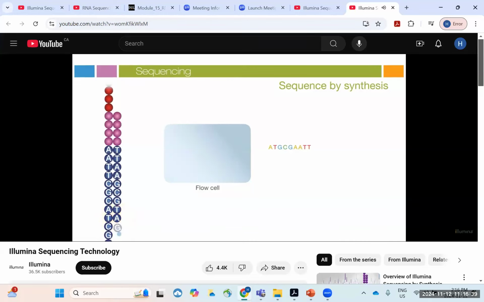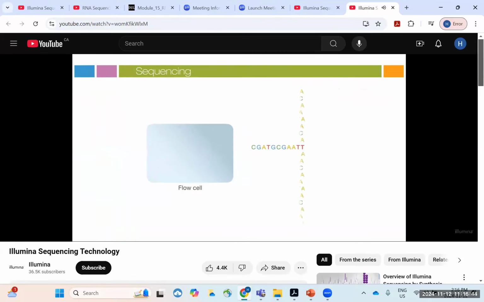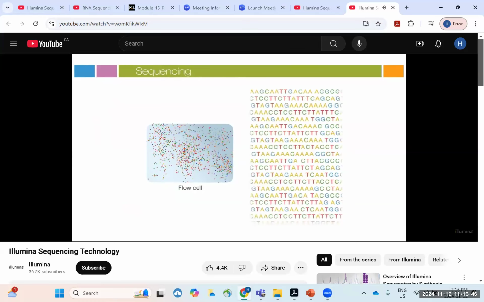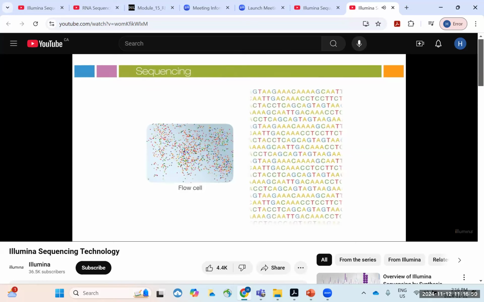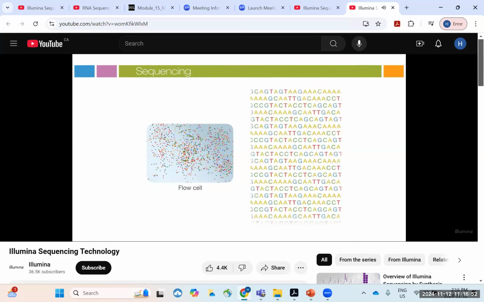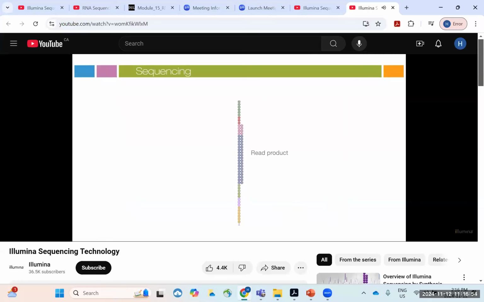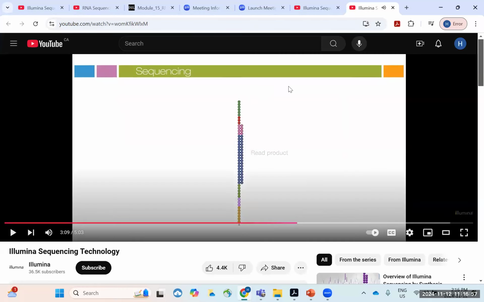For a given cluster, all identical strands are read simultaneously. Hundreds of millions of clusters are sequenced in a massively parallel process. This image represents a small fraction of the flow cell. After the completion of the first read. So this is particularly important to know that if you have paired ends, then now you are reading again the second strand. If you have only single strand, you will not read it.